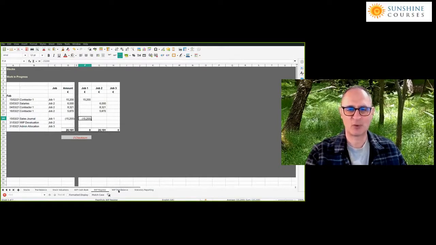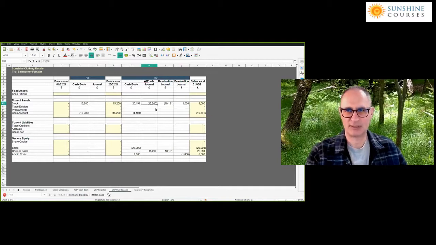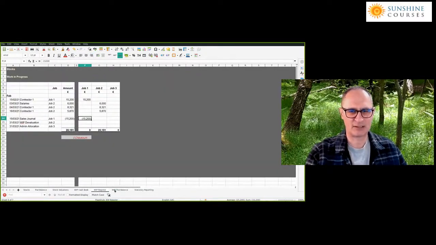So I'm going to jump forward to the work in progress trial balance. Apologies. So we've got the cash book, I've entered the cash book in February and March, where we paid, in fact, right, sorry, start again.